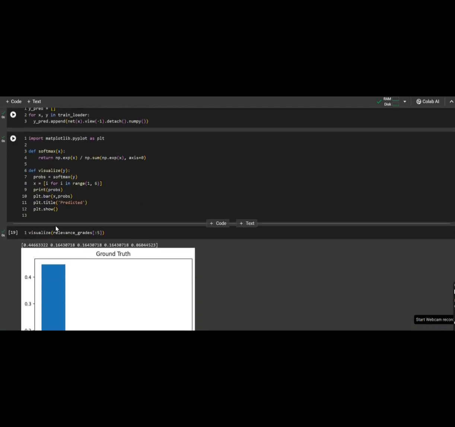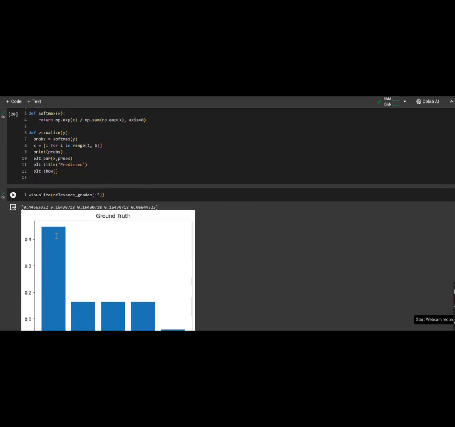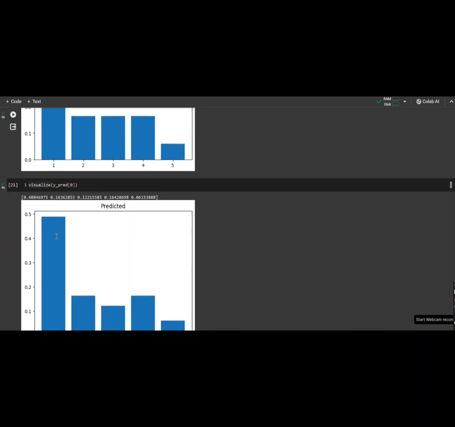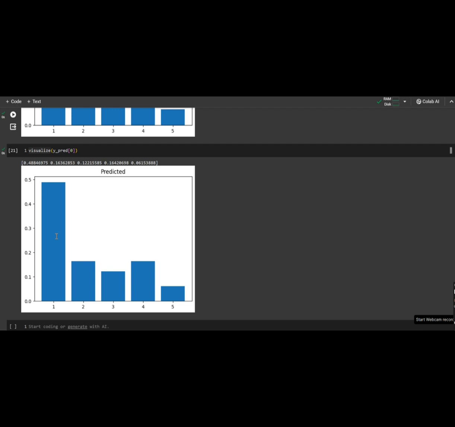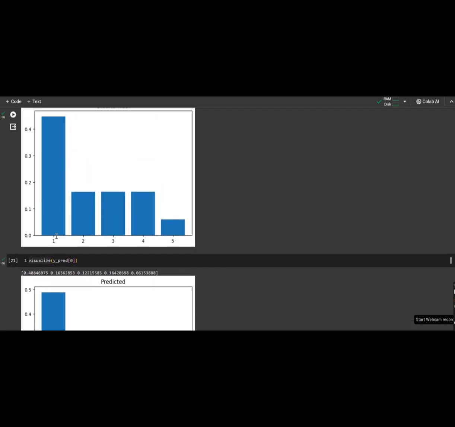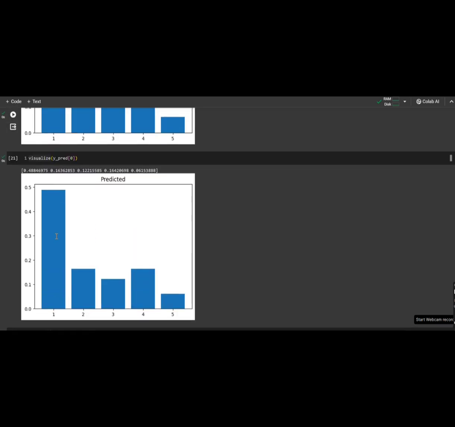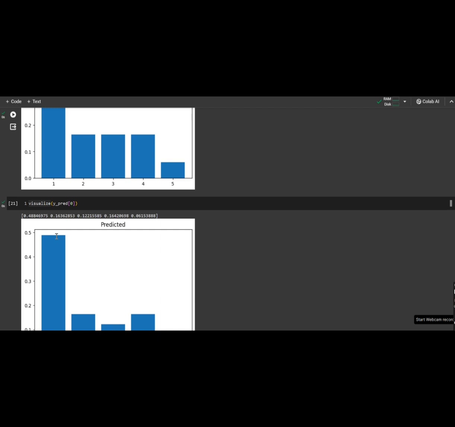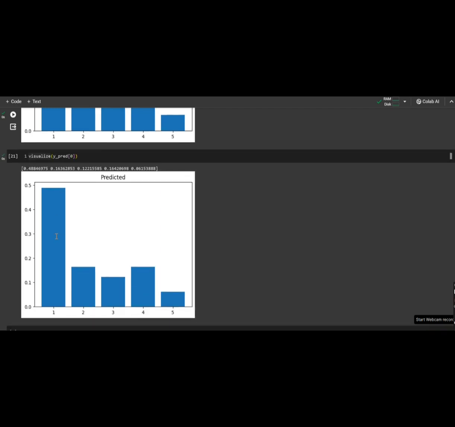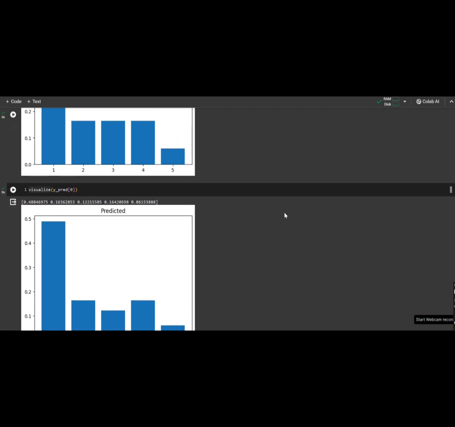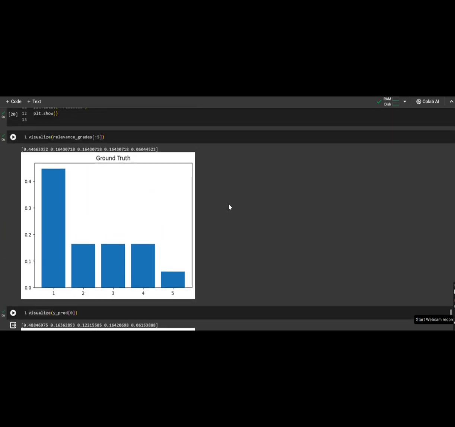This is the ground truth of the relevance grade of the first 5 documents, and this is the predicted probabilities of the first 5 documents. You can see the probabilities are almost similar because our data set is quite small and the model is naturally overfitted. You can use this notebook to get an idea about how to train ListNet on your custom dataset, and you can experiment with the ListNet architecture according to your requirements, and that is it.